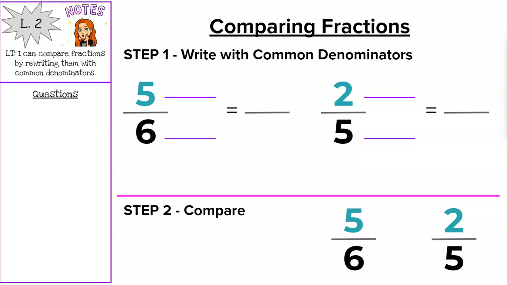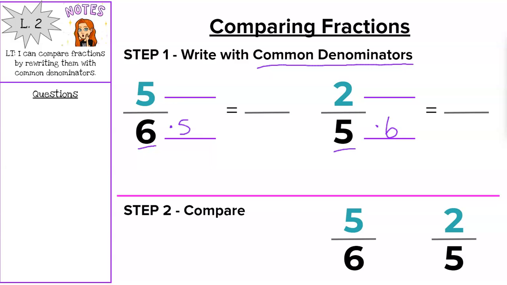Comparing fractions. Step 1, we're going to write our fractions with common denominators. So to write them with common denominators, we're going to multiply each denominator by the other denominator. So our first denominator is 6 and our second denominator is 5. So I'm going to multiply the 6 by 5 and I'm going to multiply the 5 by 6. Now if I multiply the bottom number by a number, I have to multiply the top number by that same number. Otherwise, we lose value in the fraction.